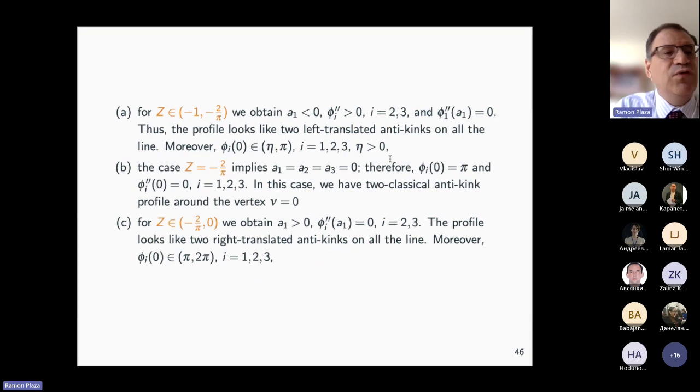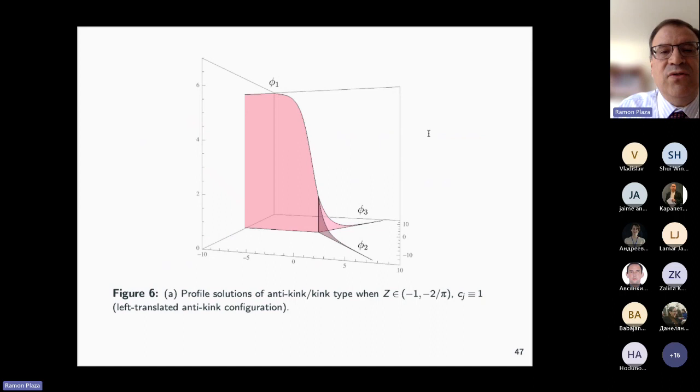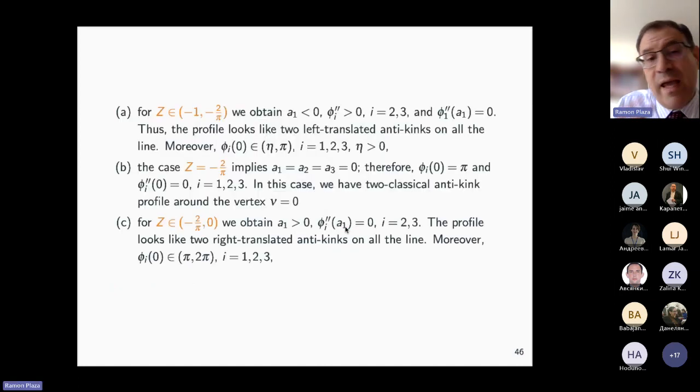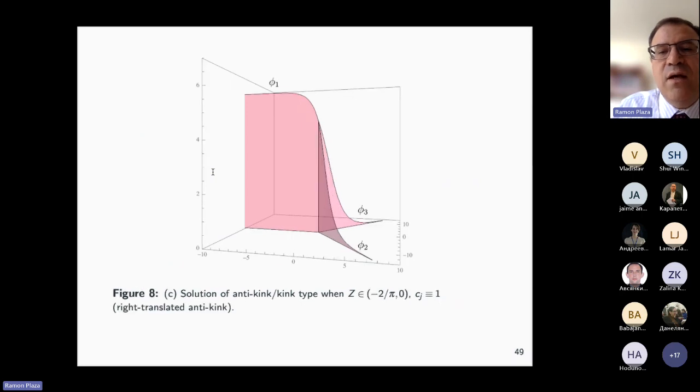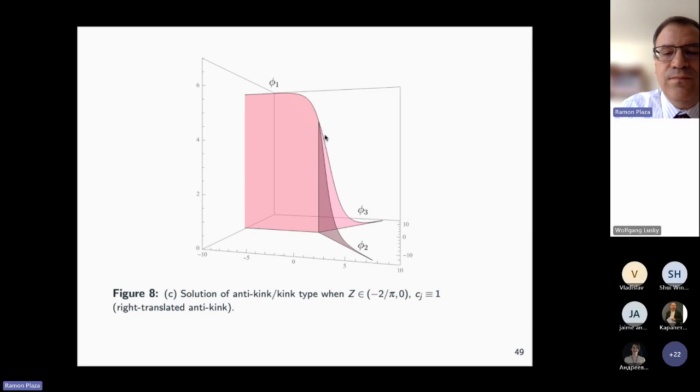For example, if you consider Z in a certain regime, you obtain a solution that looks like 2 left translated anti-kinks on the line. Let me show you the picture. It's like this. So look at the anti-kink on the E1 edge, it has an infinite mass, and it's coupled with 2 kinks on the other two edges. Again, playing with the parameter Z, there is a threshold value in which you have this configuration, and for Z on the other side, you have this configuration.